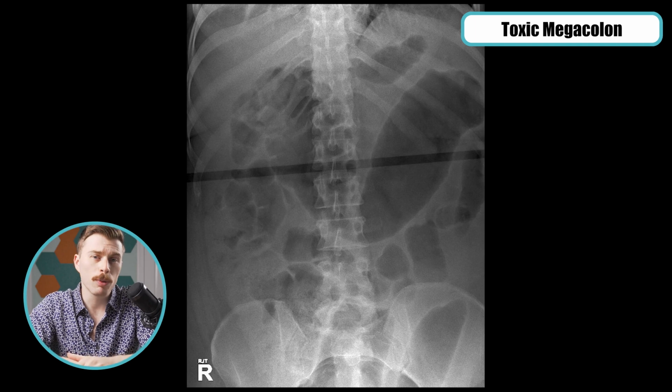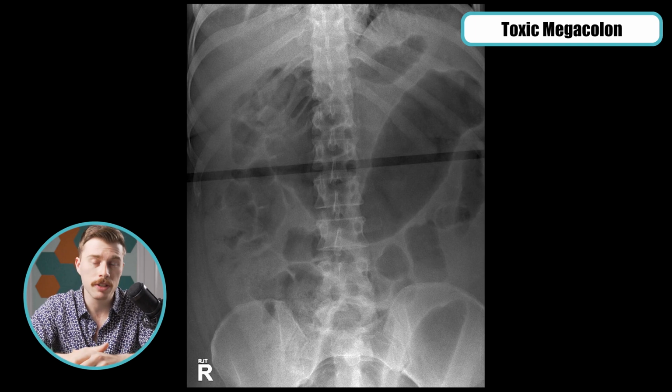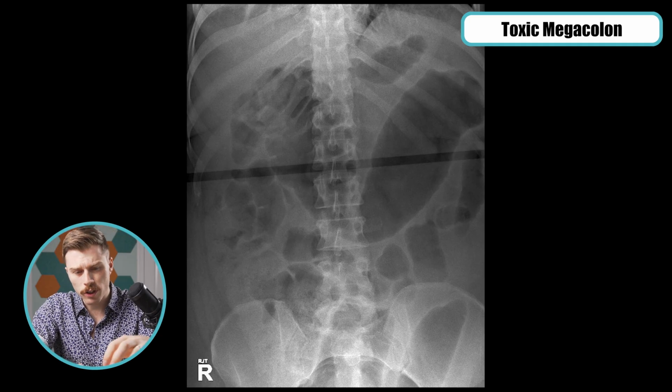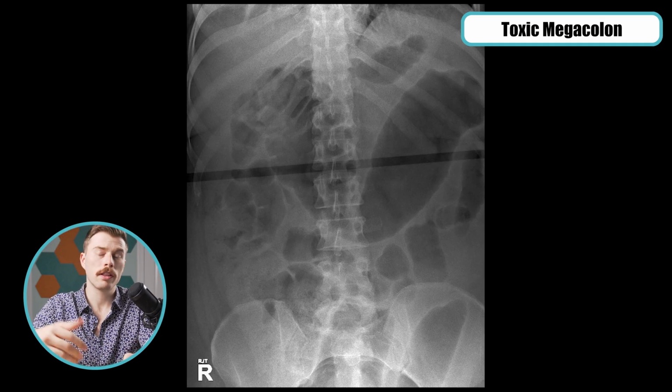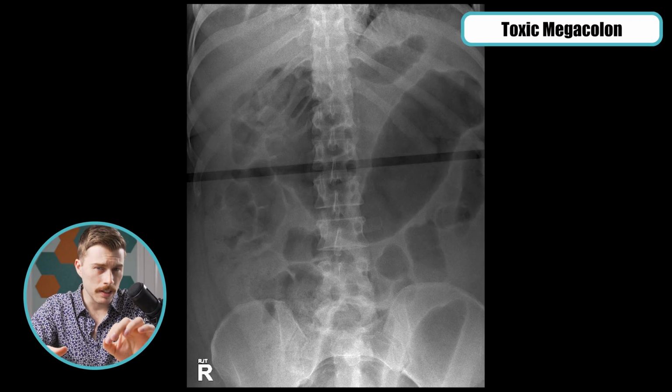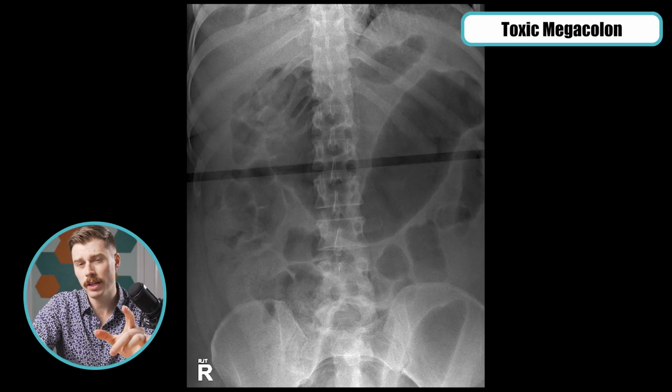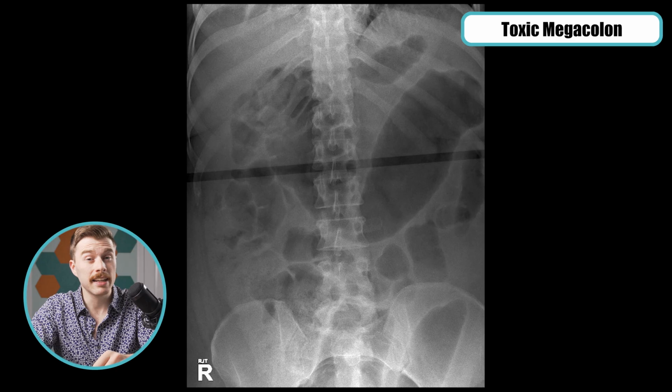Toxic megacolon is due to severe colonic inflammation that results in loss of muscular tone. If your colon can't constrict, it starts to dilate, and it can get really big. It's usually due to inflammatory bowel disease, specifically ulcerative colitis, but it's also commonly due to C. diff. On x-ray, look for a dilated transverse colon with loss of haustra, and pay attention to the stem to see if they give you a history of IBD or just a nasty GI infection.